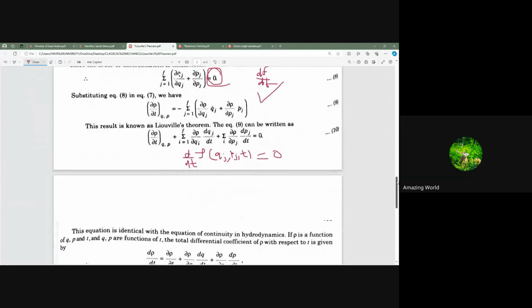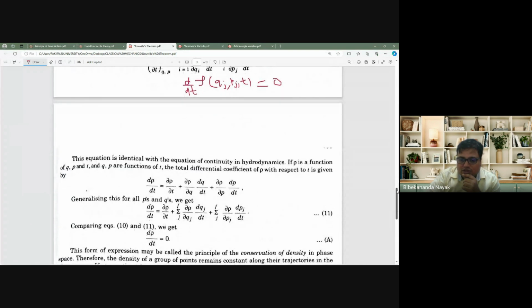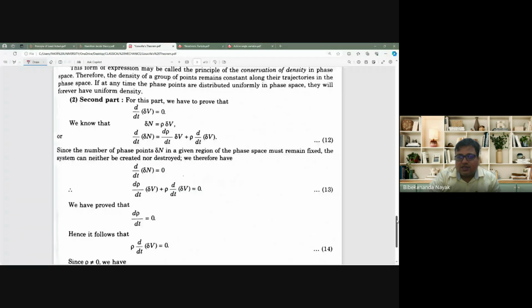So from this we found dρ/dt is actually 0, which is Liouville's theorem. This is the formula. So we got the first part of Liouville's theorem, conservation of density in phase space. That means the density of a group of points remains constant along their trajectories in phase space. If at any time the phase points are distributed uniformly in phase space, they will forever have uniform density. We go to the second part: d/dt of δV is equal to 0.